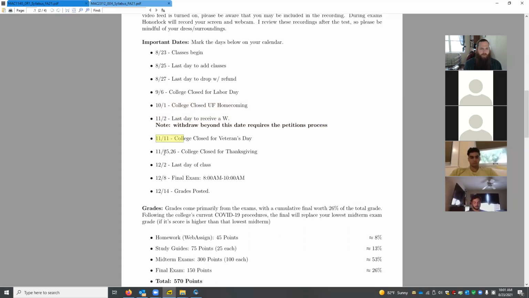Closed for Veterans Day on the 11th, closed the 25th and 26th for Thanksgiving. Last day of class for us is the 2nd of December. Final exams again 12/8, and then the grades will be posted to ISIS no later than the 14th of December.